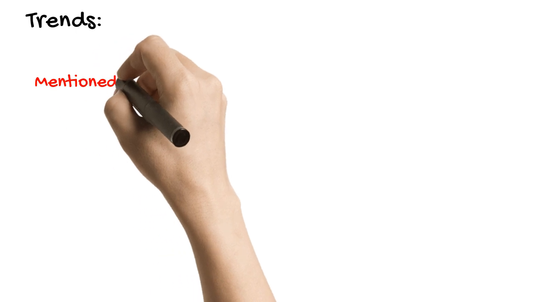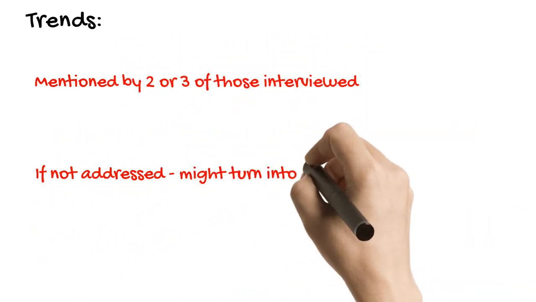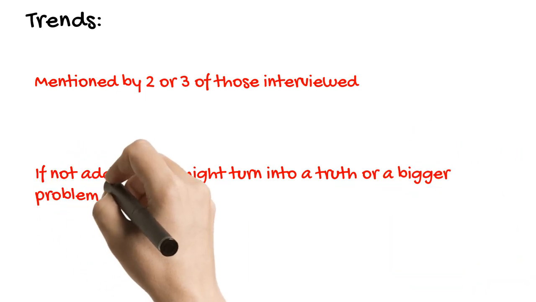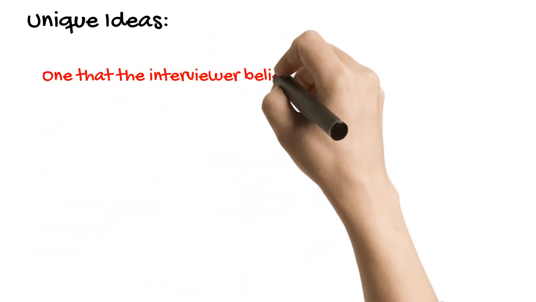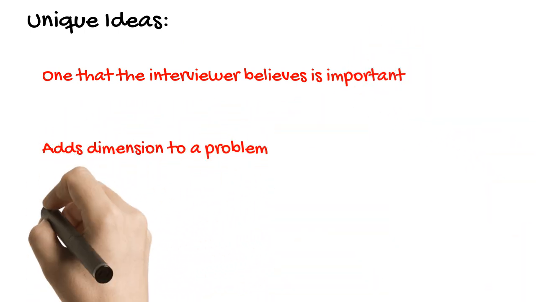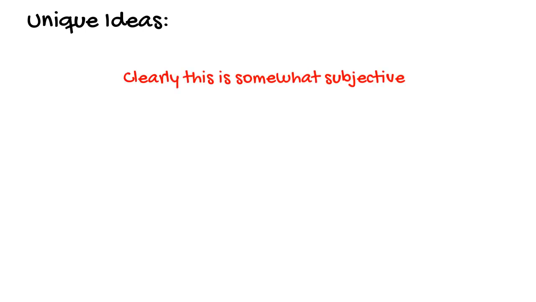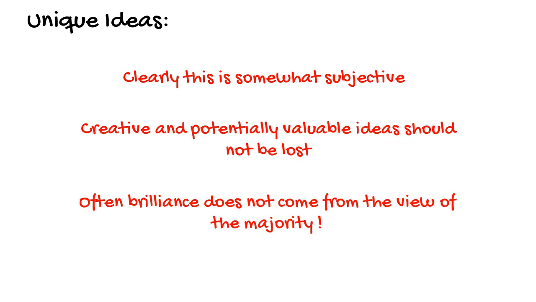In the situation in our example, one would anticipate that some truths will exist. Trends. A trend is mentioned by 2 or 3 of those interviewed, and if not addressed, might turn into a truth or become a bigger problem in the future. Unique ideas. A unique idea is one that the interviewer believes is important to discuss, adds dimension to a problem, or warrants further examination. Clearly, this can be a somewhat subjective process. Nevertheless, such creative and potentially valuable ideas shouldn't be lost. Often brilliance does not come from the view of the majority.